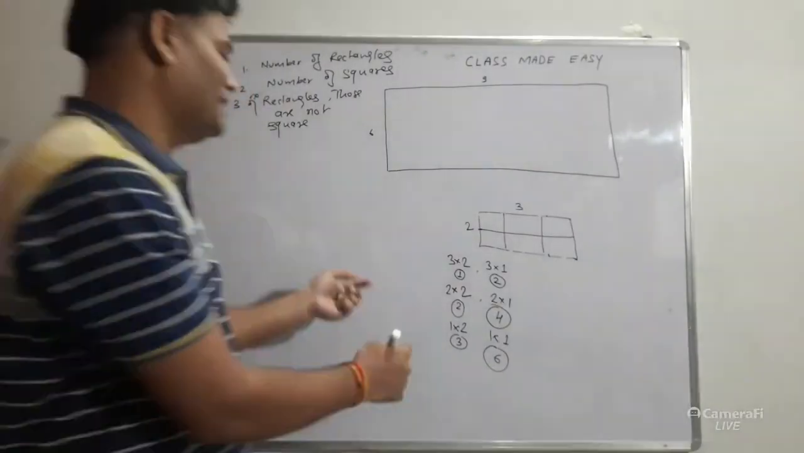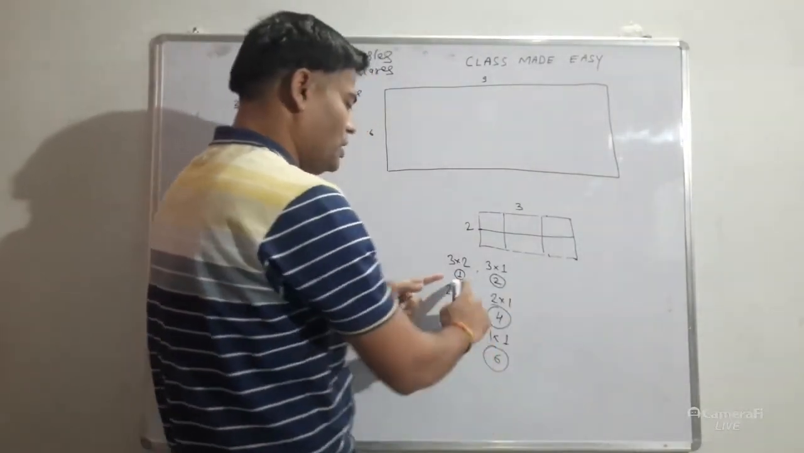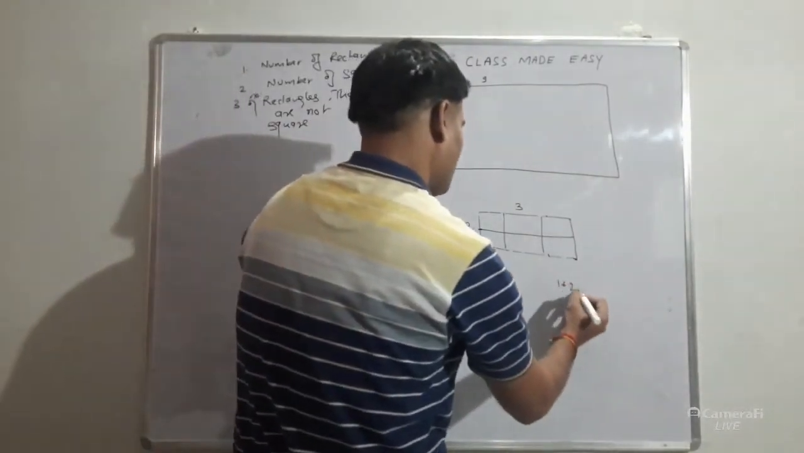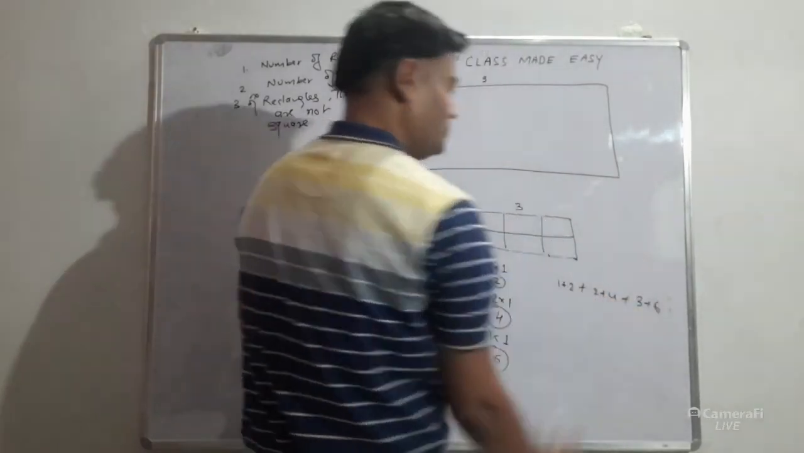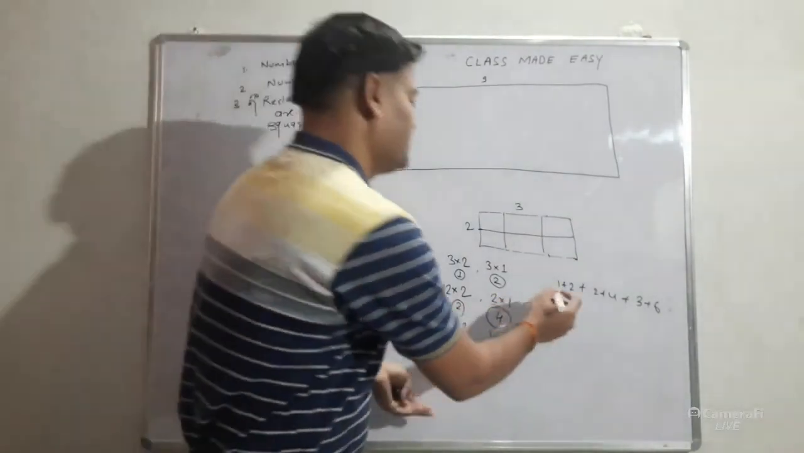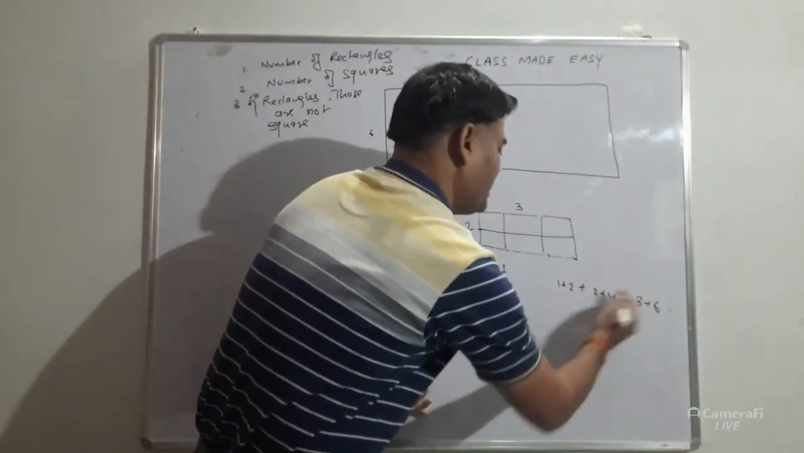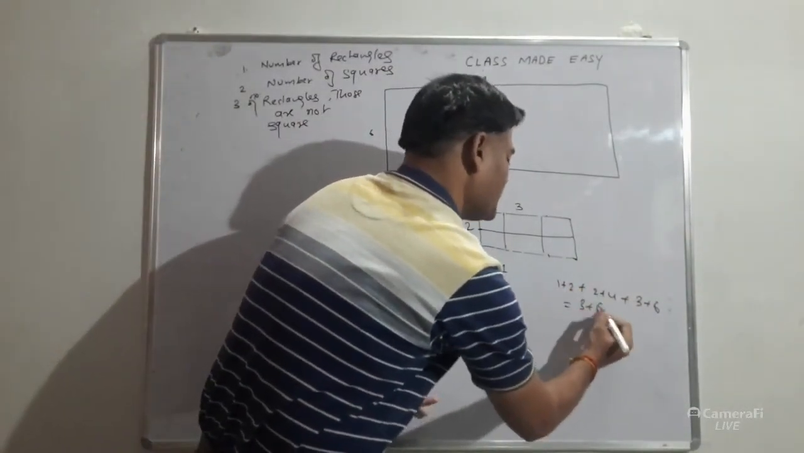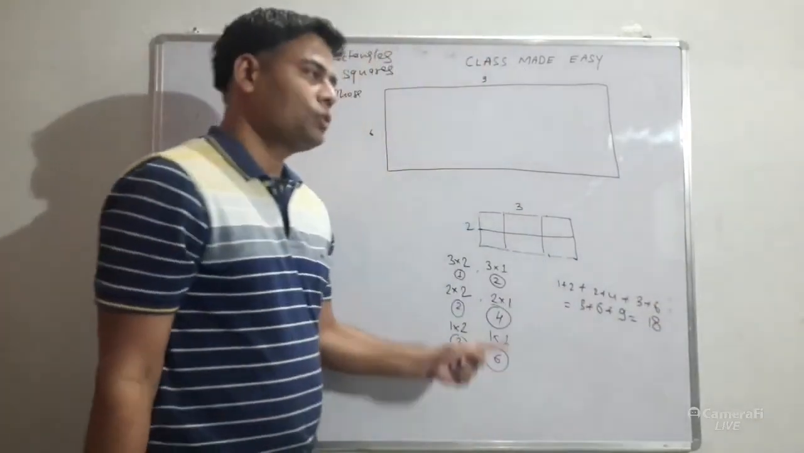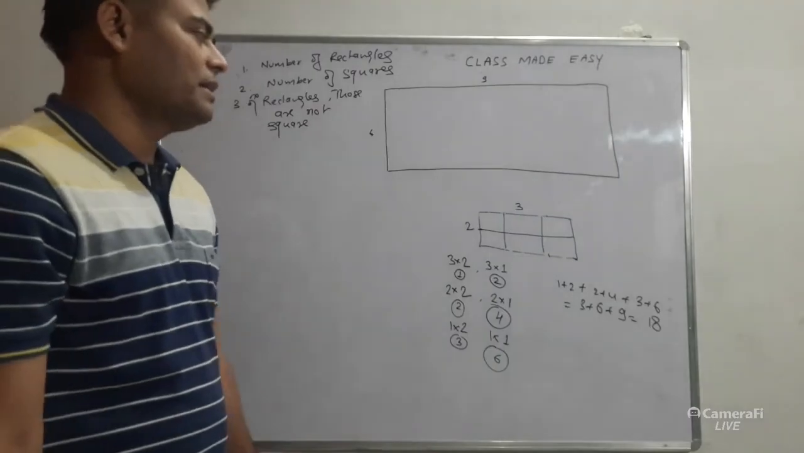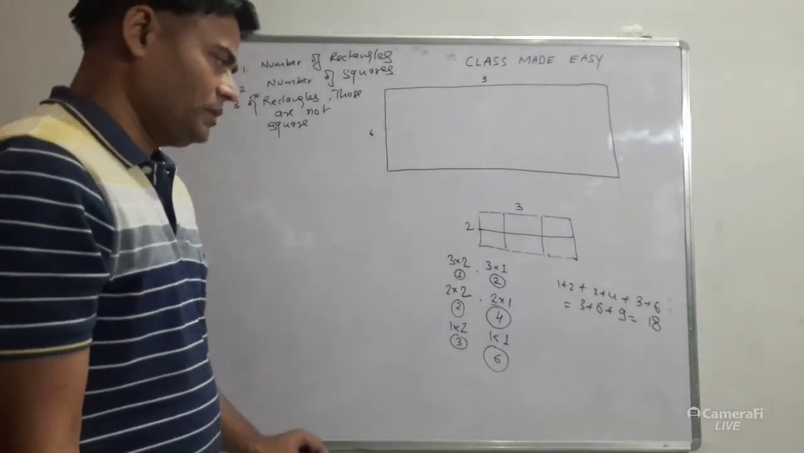So that is the number of rectangles. If you add these all, 1, 2, plus 2, 4, plus 3, 6. So it is 3, 6 and 9. 3 plus 6 plus 9, so it is 18. So total rectangles are 18.